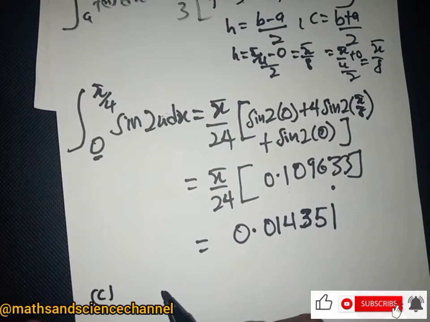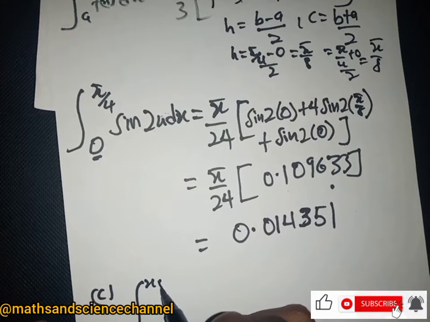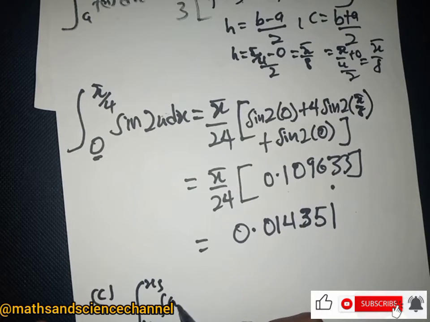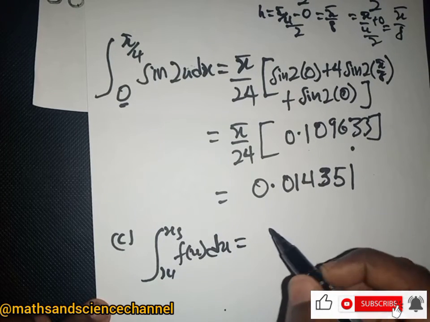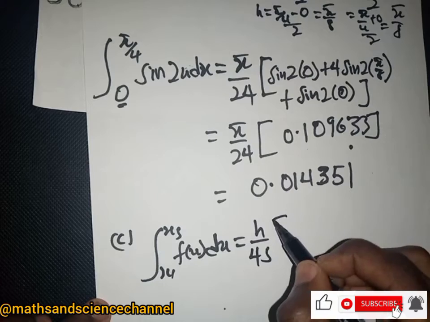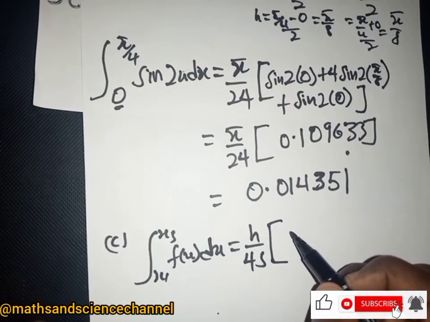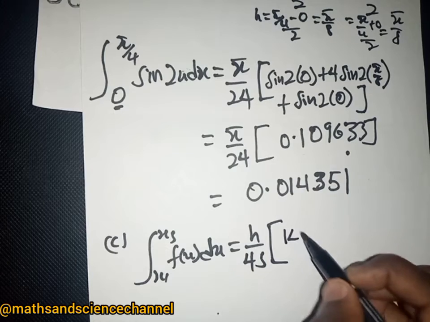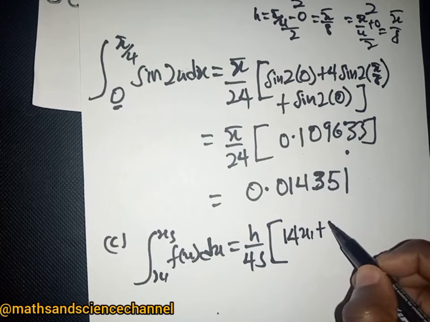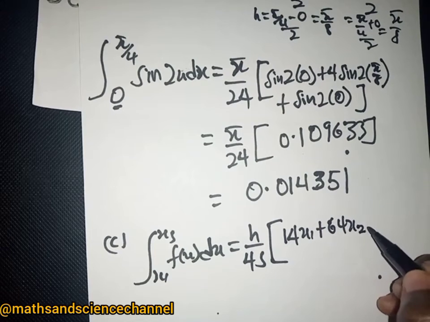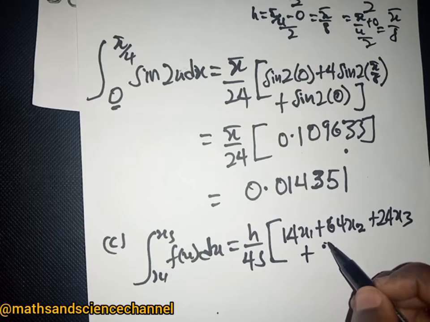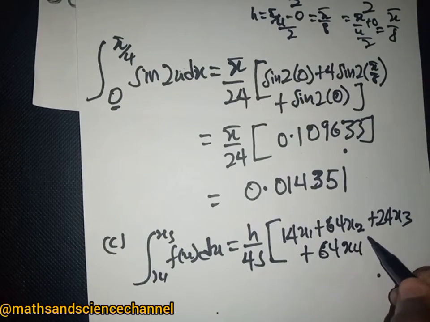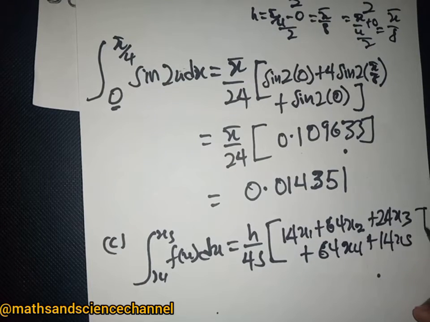Now let's look at Bode's rule. From Bode's rule, we have that the integral from x1 to x5 of the function f of x dx will be equal to h over 45 times 14 f of x1, plus 64 f of x2, plus 24 f of x3, plus 64 f of x4, plus 14 f of x5.